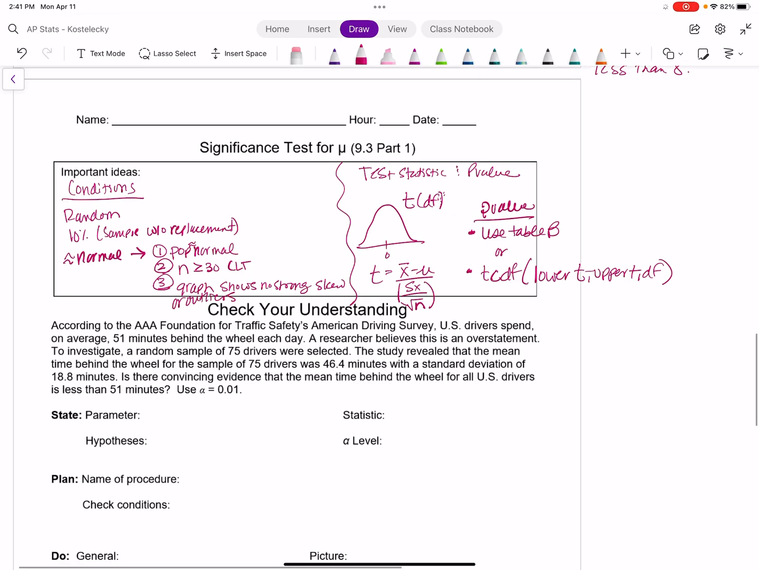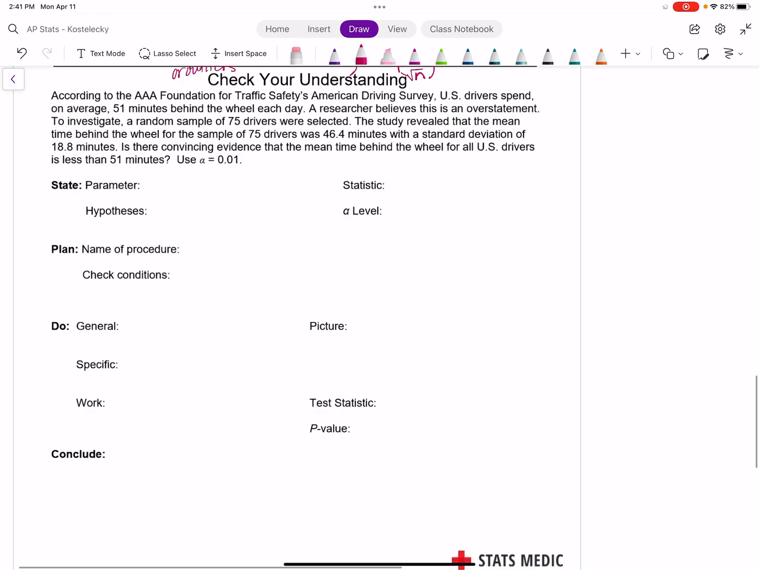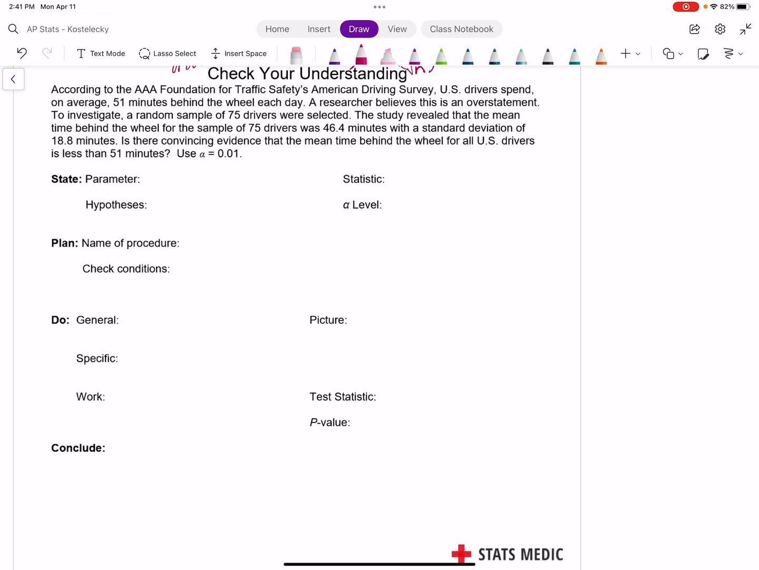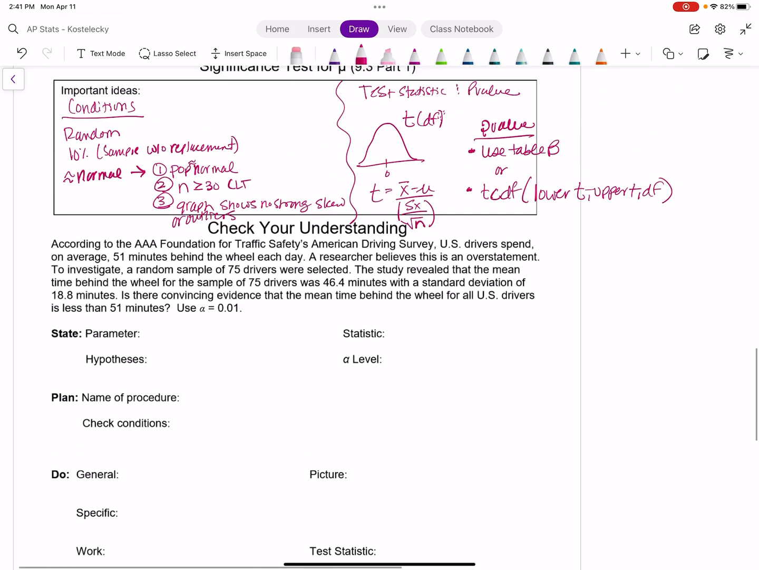Okay, go ahead and give the Check Your Understanding a try. You're just going through the whole process again. It's just that now you're doing it with means instead of proportions.